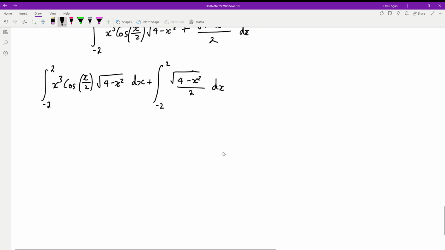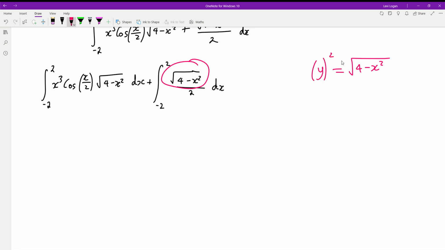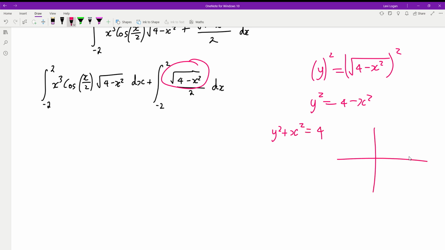But anyway, let's take a look at this stuff here. What we have here technically is a semicircle. If we were to plot this function on a graph, this is the equation for a semicircle. What if I replace this with y instead? It might be more obvious then. Square both sides, and then you have y squared is equal to 4 minus x squared. Move the x squared over, and you have y squared plus x squared equals 4. Plot that on a graph, and that gives you a circle with a radius of 2.